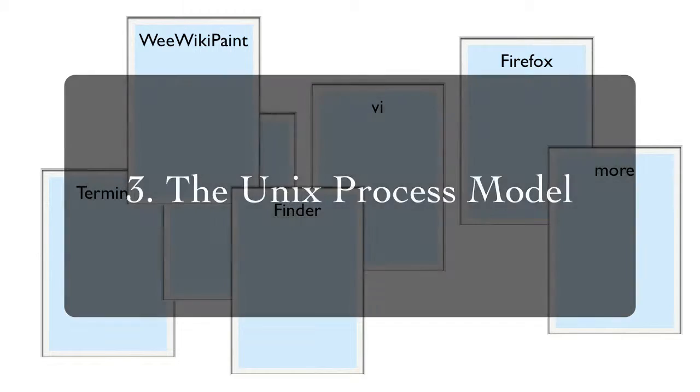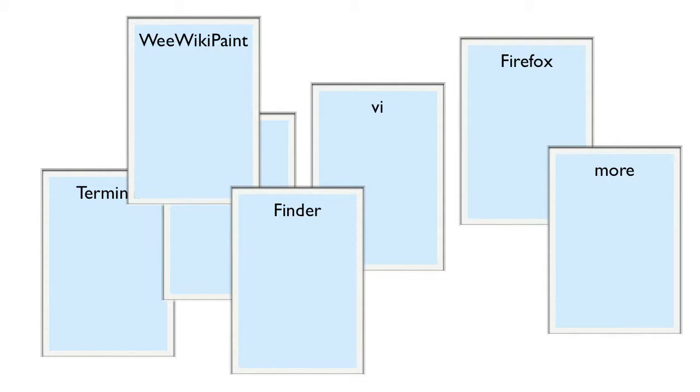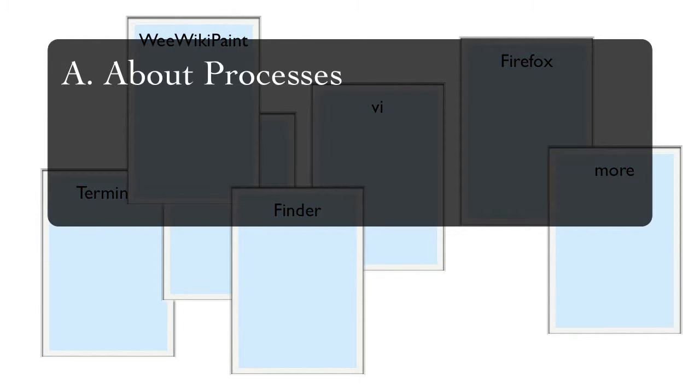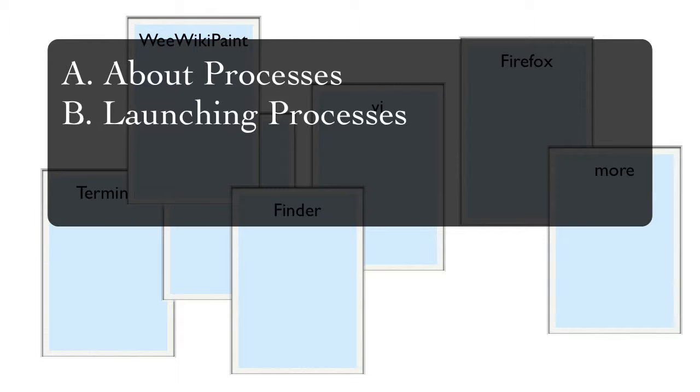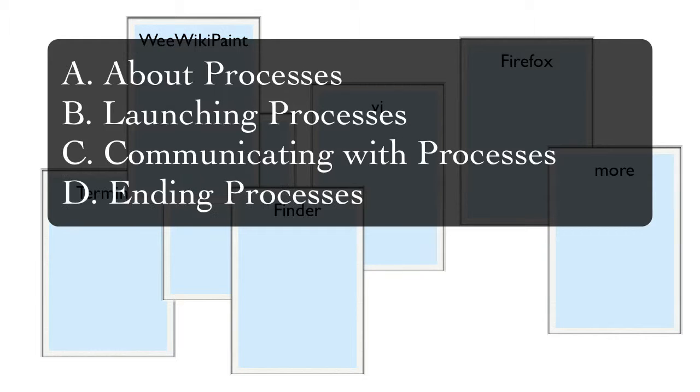Node.js uses the Unix process model. It emulates it on Windows. Because our smoke test is going to launch a WeWikiPaint process as if it had been run from the command line, we need to review how the Unix process model works with Node. Don't worry, this isn't going to be comprehensive. We're going to look at launching processes, communicating with processes, and ending processes. I'm going to gloss over most of the details.